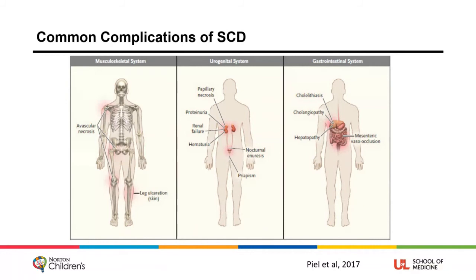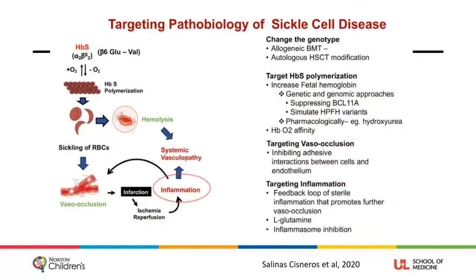So insight into the pathophysiology of sickle cell disease has allowed for different targets for intervention, which can be summarized in these four categories on the right. I'll first start by talking about targeting inflammation.